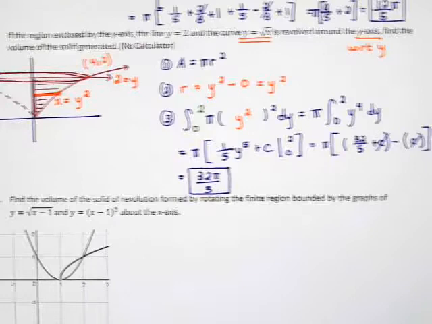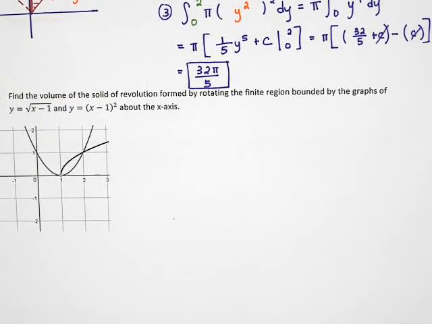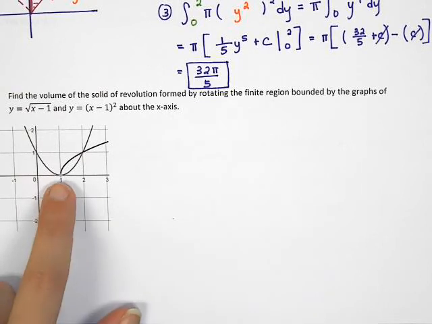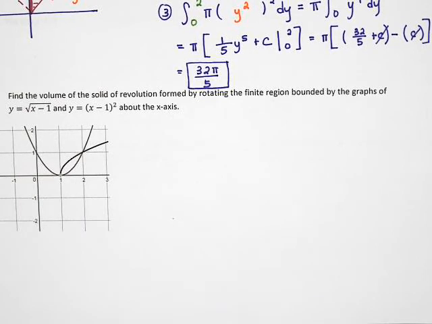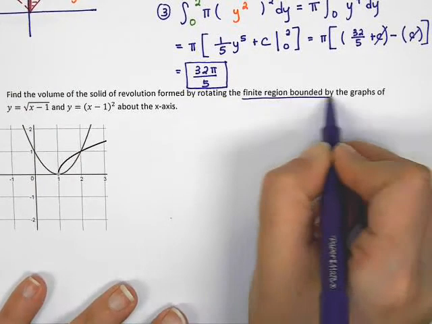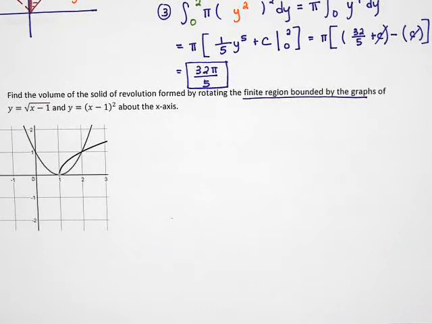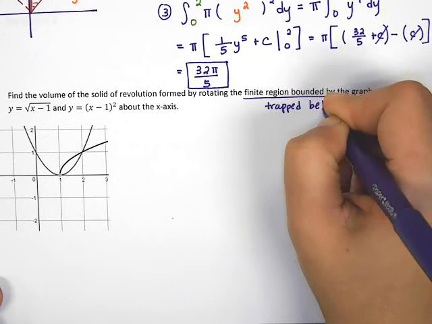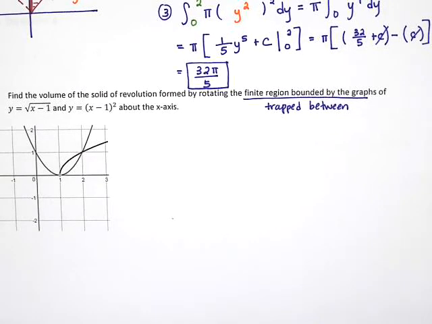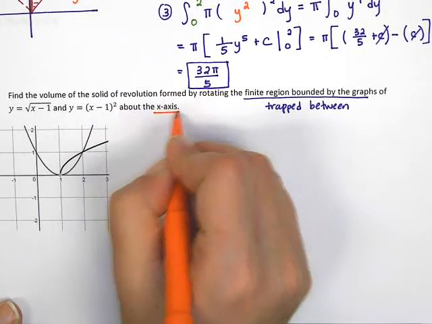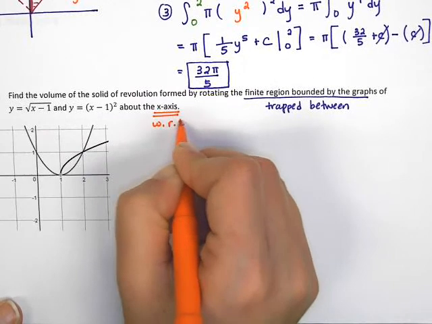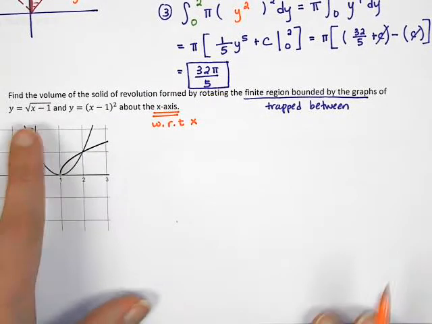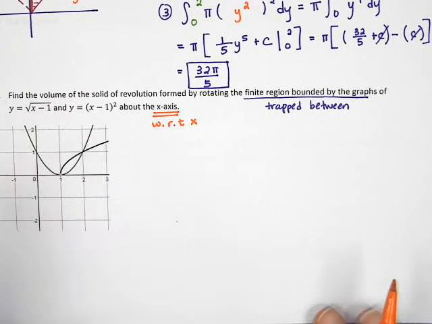Now for problem 4, it says find the volume of the solid of revolution formed by rotating the finite region bounded by the graphs of y equals the square root of x minus 1 and y equals (x minus 1) squared around the x-axis. When it says the finite region bounded by the graphs, it literally means trapped between. And we're revolving around the x-axis, so we're going to do everything in this problem with respect to x, which means it makes sense that these equations would be written with y by themselves.